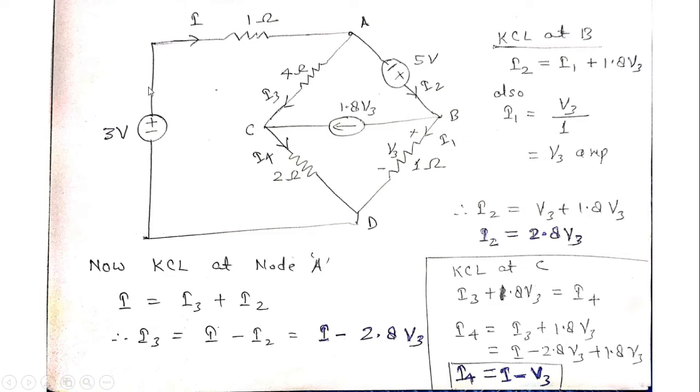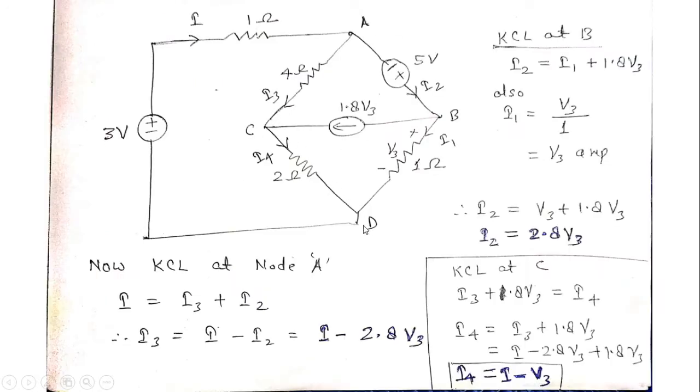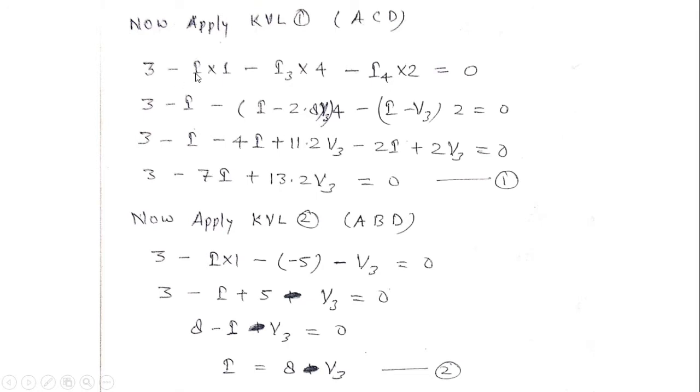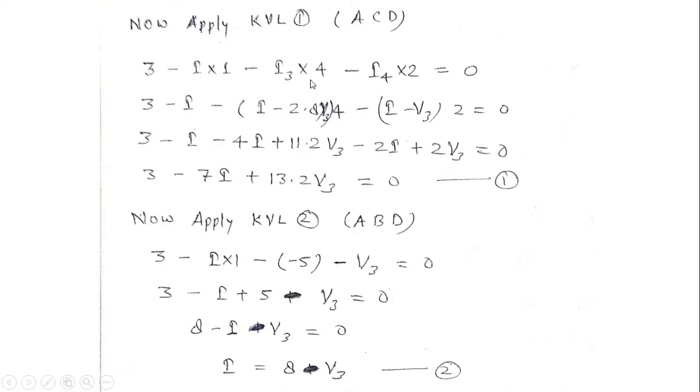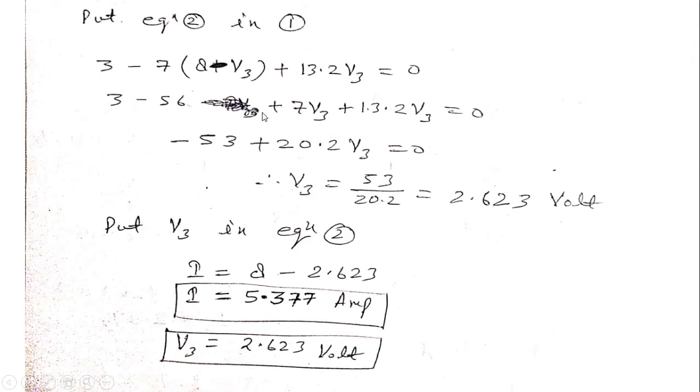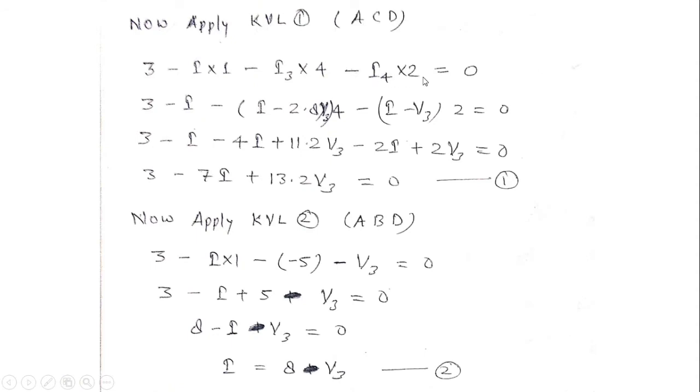Now we will apply KVL. How will we apply KVL? One time I will follow the path from the source through this resistance, A, C, D, then back to the source, and another time I will take the source, this resistance, A, B, D. So let's see the first KVL, which follows the ACD path. You can see this ACD path. So 3 minus I into 1, this one, then I3 into 4, then I2 into 2, I4 into 2.